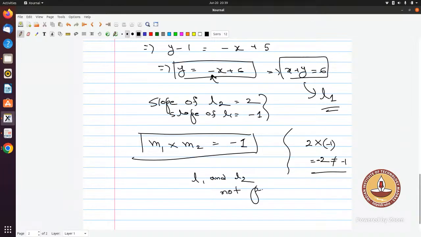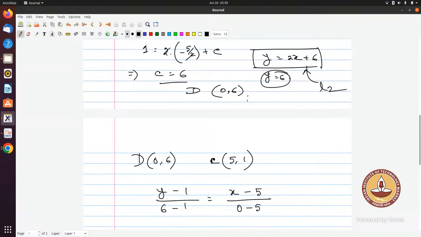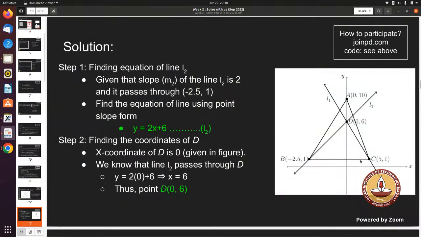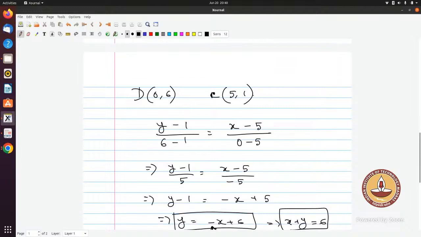Sir, can you please repeat the second explanation from after this? From here. So till after this point it is clear? Yes. 0, 6 is clear, right? Okay. Now the straight line L1 is passing through D and C, right? So I know the coordinates of D and C. D is (0,6), C is (5,1).